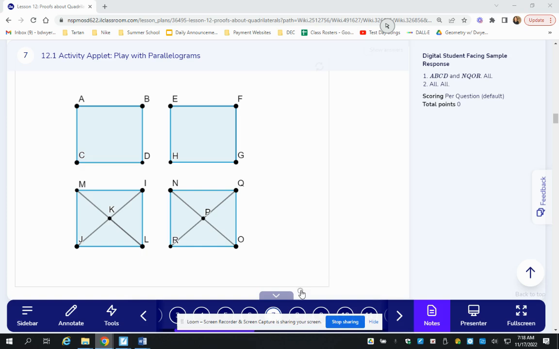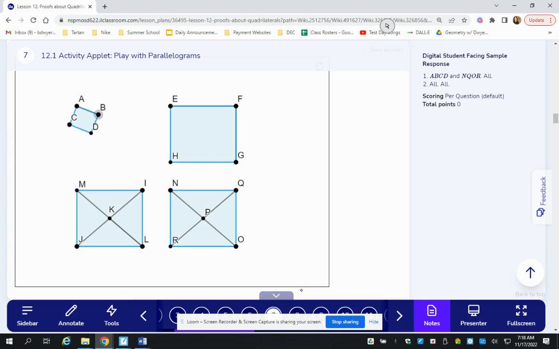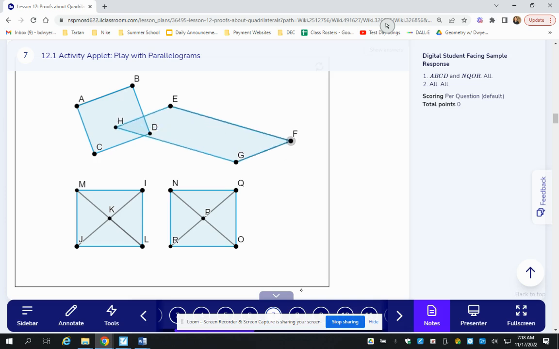All right, so let's take a look at some of these statements in action here. We've got this one that appears to always be a rectangle. So A, B, C, and D are always staying 90-degree angles. And it's also a parallelogram because those opposite sides are always staying parallel. If we take a look at this next one, this one does not stay a rectangle, but it is always a parallelogram. It's not always a rectangle.